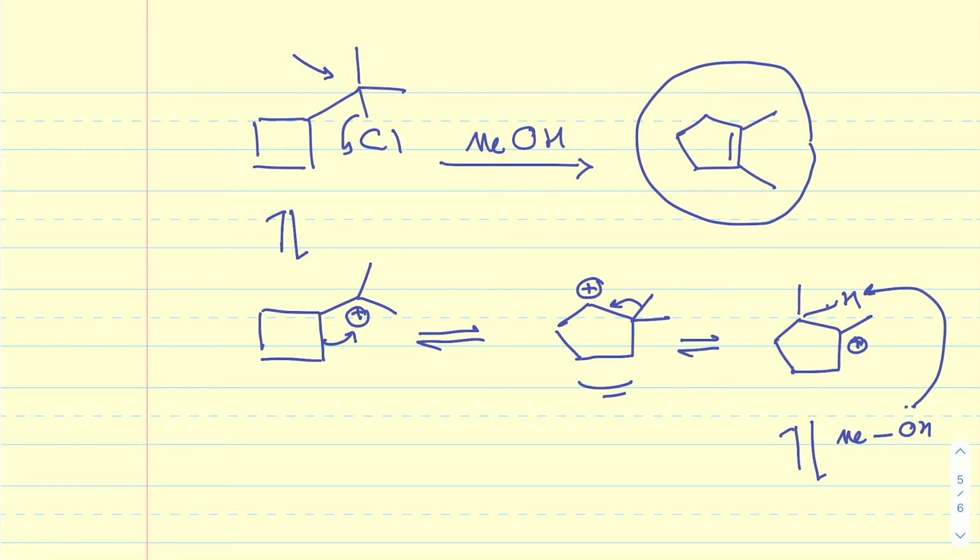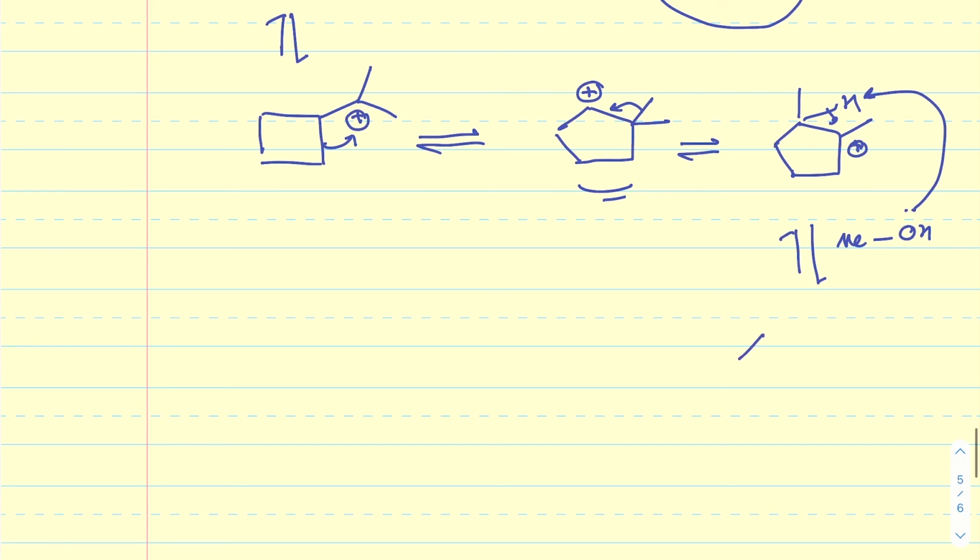Carbocations can do three things. They can rearrange, they can react with the nucleophile to give a substitution product, or they can lose a hydrogen to give us an elimination product, and that is what is going on here. We lost the hydrogen and we got the elimination product.